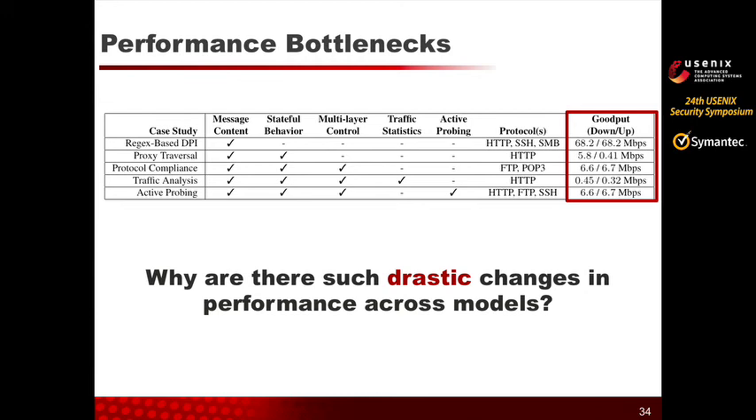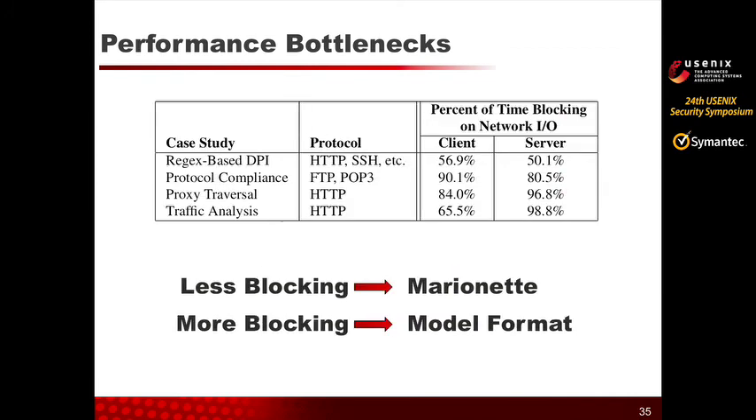So one last thing about the bottlenecks. We did see this big drastic difference here, right? And the question is: is that Marionette, or is that actually something in the model itself? And the best that we could do in terms of trying to disambiguate those two things is by looking at the percent of time that is spent blocking for each of these different types of tests.